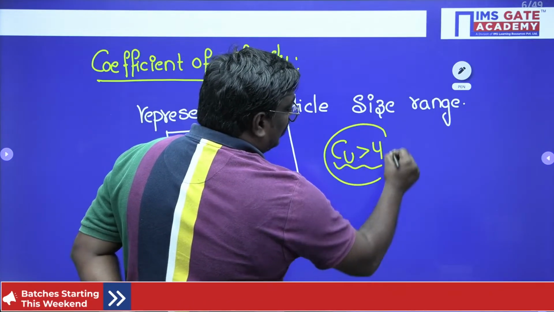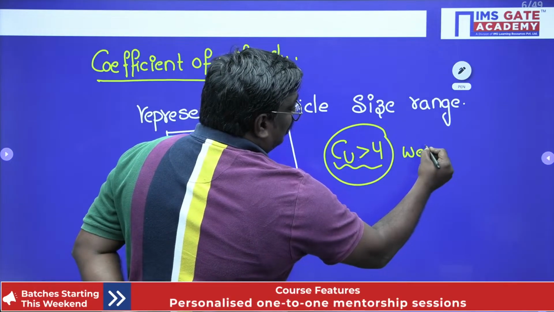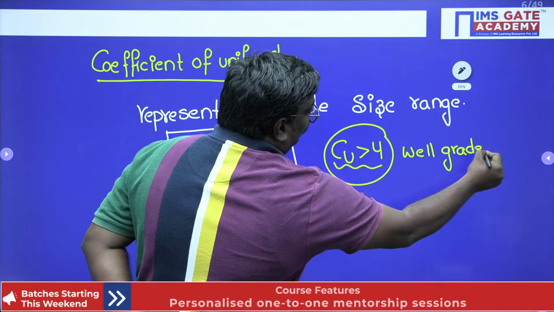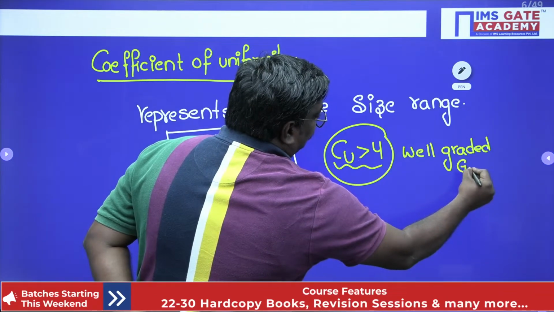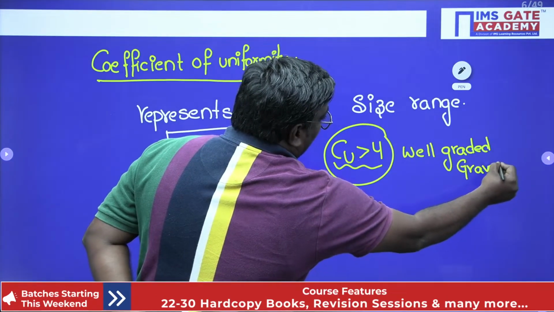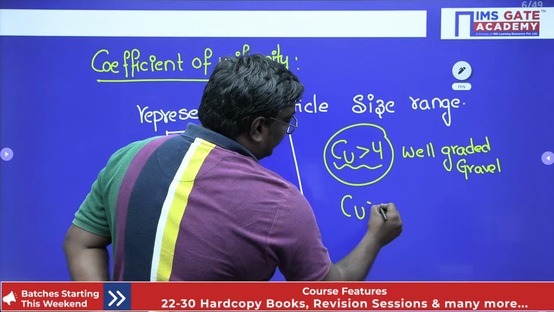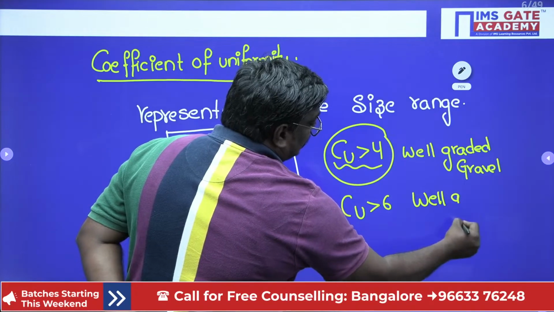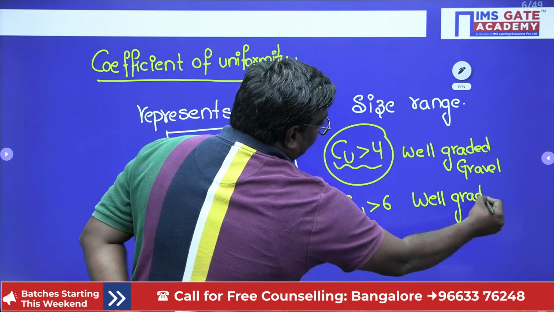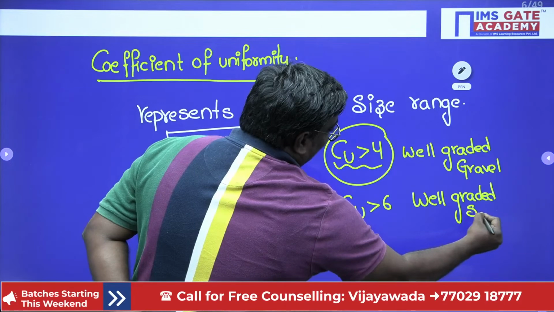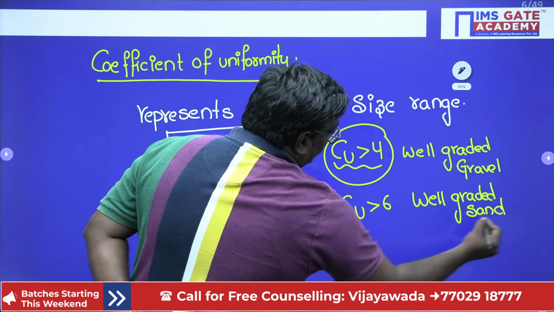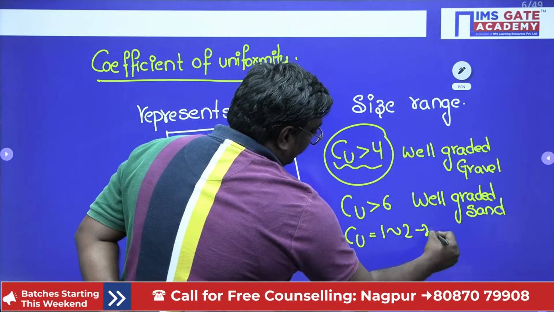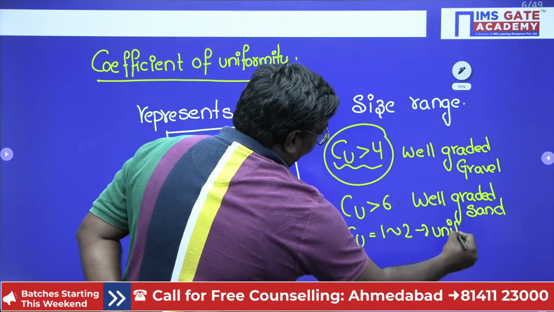Now see, students, if the value of Cu is greater than 4, then we call it well-graded gravel. If Cu, the coefficient of uniformity, is greater than 4, we call that soil well-graded gravel. And if the value of coefficient of uniformity is greater than 6, we call it well-graded sand. And for uniformly graded soil, Cu lies between 1 and 2. When the coefficient of uniformity value lies between 1 and 2, then we take that soil as uniformly graded.